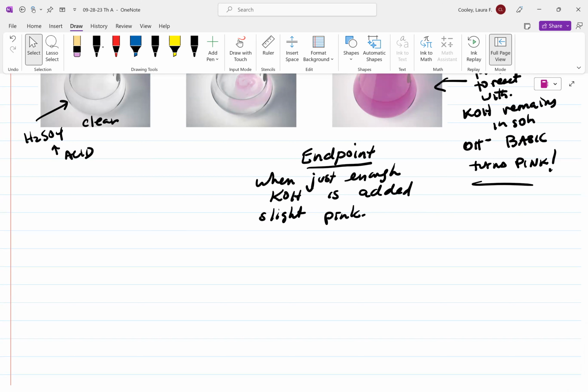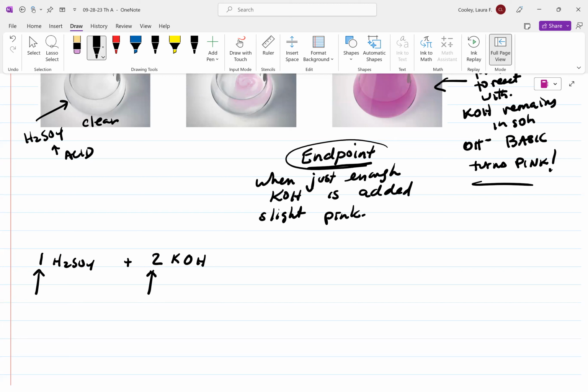We know that, what was it? H2SO4 plus 2 KOH, that was on the left side of the equation. So right at the end point, we know that the ratio of the moles of KOH that you added to the H2SO4 that was originally there was 2 to 1. And that's how we use the moles of KOH to get the moles of H2SO4.